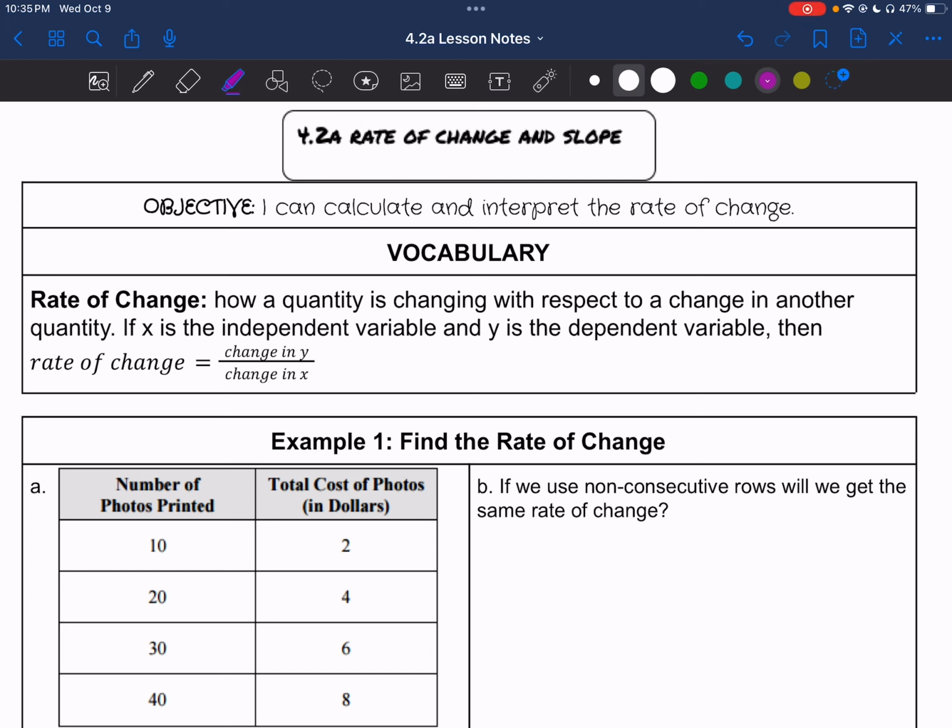What is rate of change? It is how a quantity is changing with respect to a change in another quantity. If x is the independent variable and y is the dependent variable, then the rate of change is the change in y over the change in x.